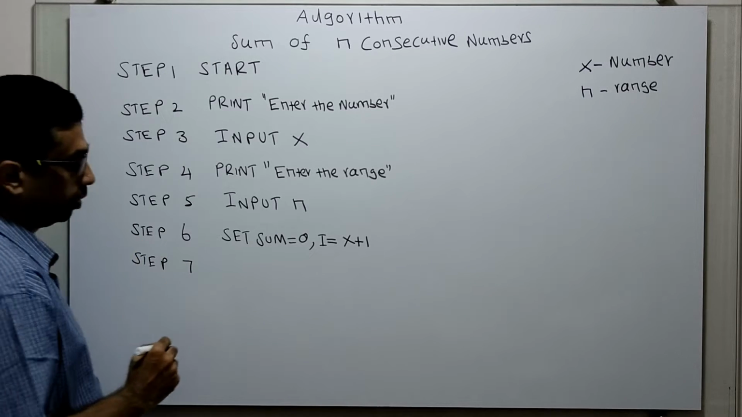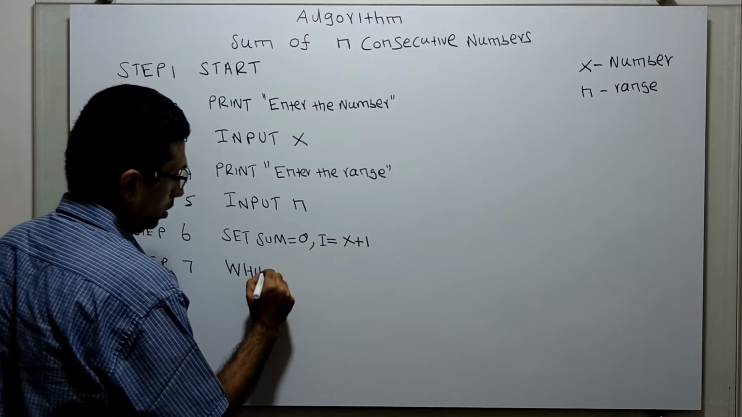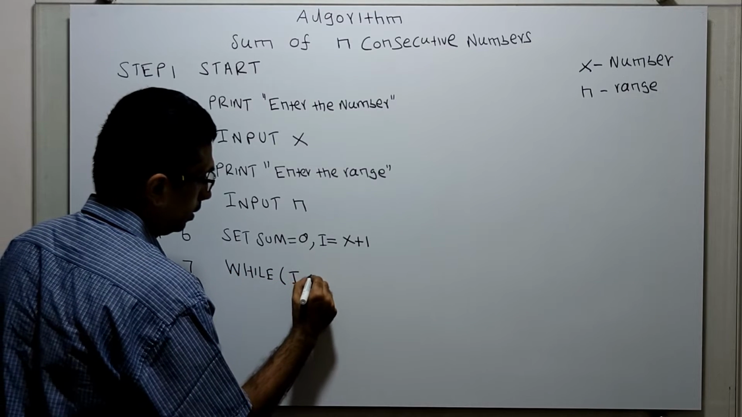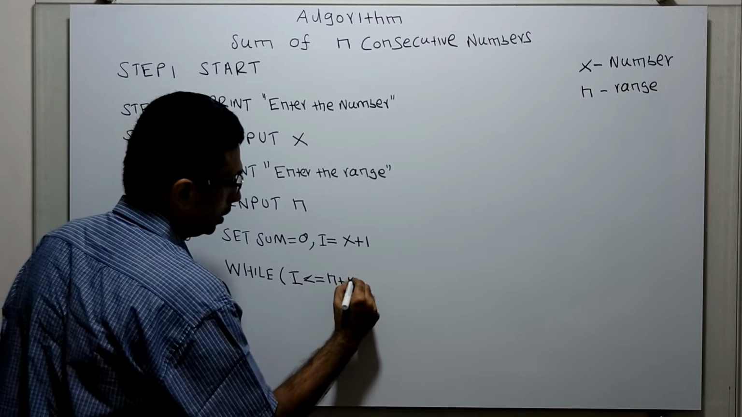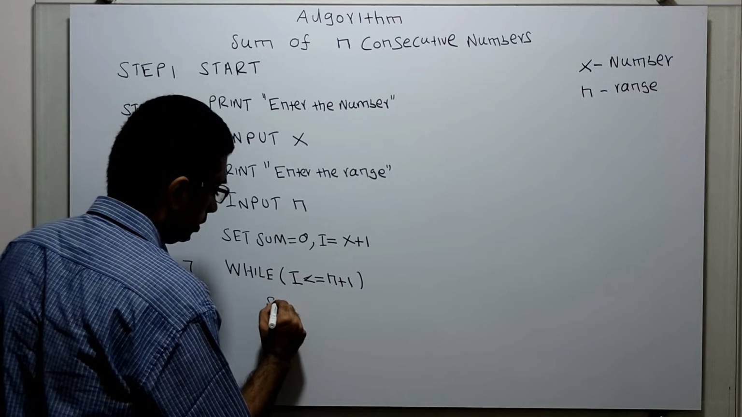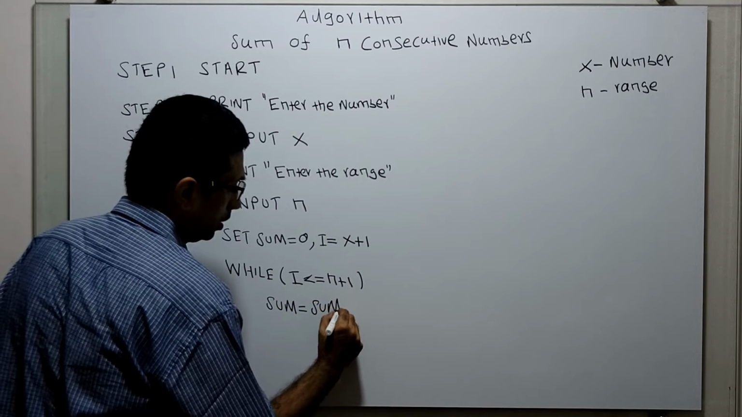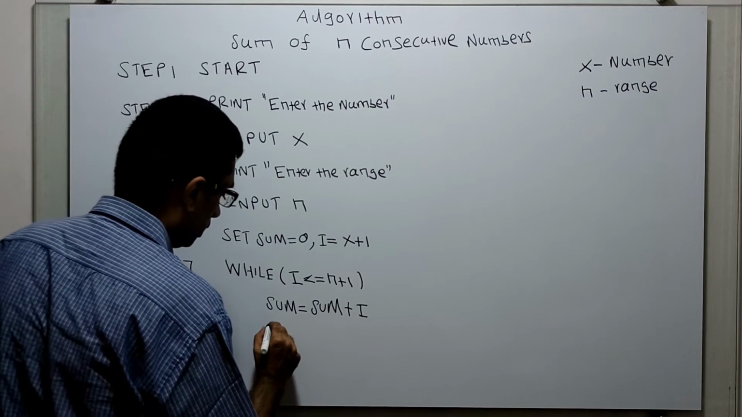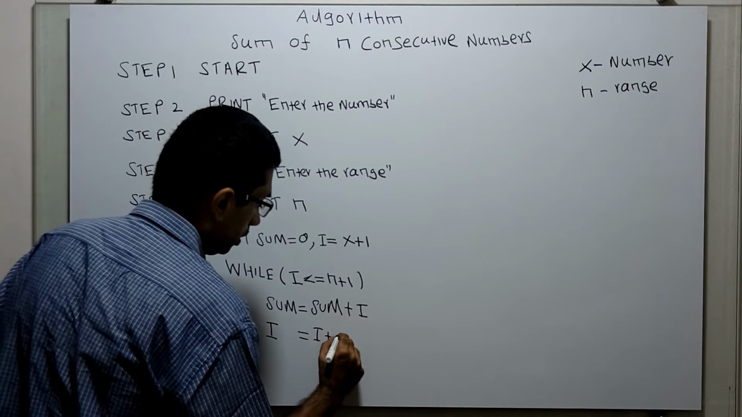Step 7, the while loop. While I less than or equal to n plus 1. So here I am calculating sum equal to sum plus I. Then I am incrementing I by 1, I equal to I plus 1.